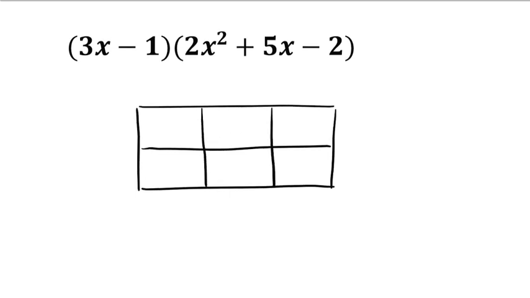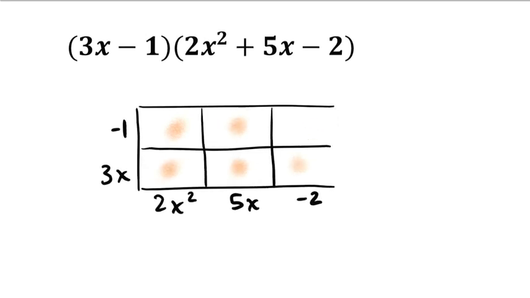And along the left-hand side, I'm going to put a 3x on the bottom and a -1 here. And as I go along the bottom, I'm going to put 2x squared, and then 5x, and then -2. So what I'm going to do is find the area of each and every one of these rectangles. This one, this one, this one, this one, this one, this one. And remember, to find the areas of rectangles, we multiply the length times width. So I need to multiply to get the areas of each piece.